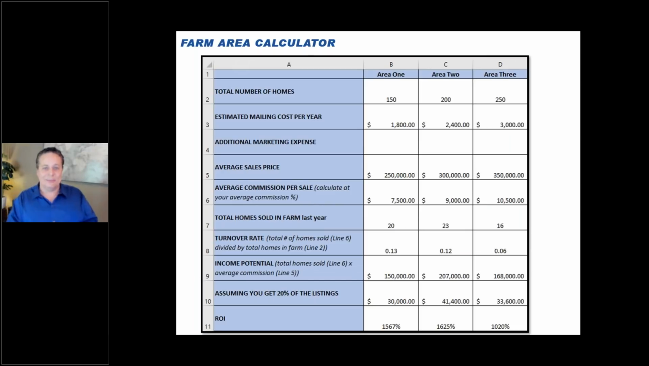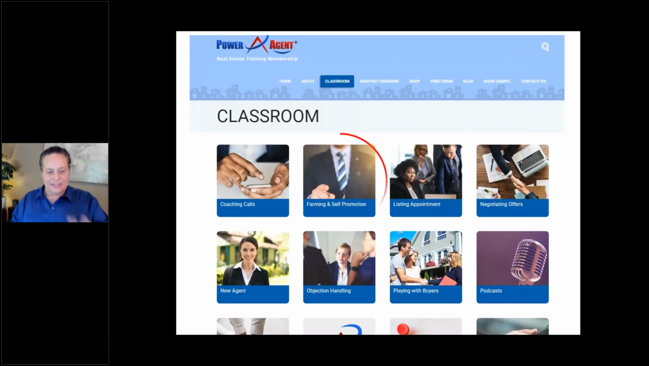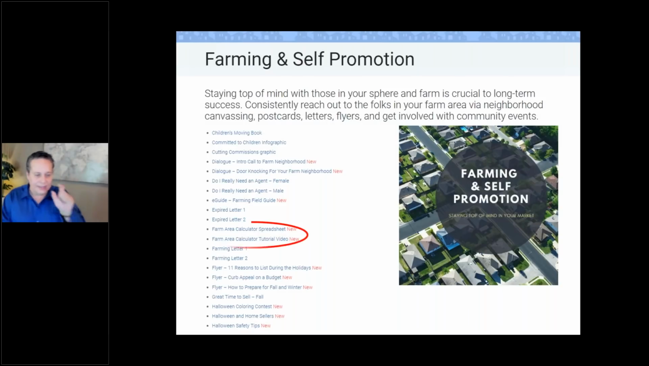So what I did, Power8, how do I know 11 minutes is because I actually recorded a video on how to fill this form out. And for the power agents on the call, this calculator and the video is in the farming tab. So when you click on the farming tab, you will see the spreadsheet and the tutorial video. But it's very powerful. And for the guests on the call, don't worry.